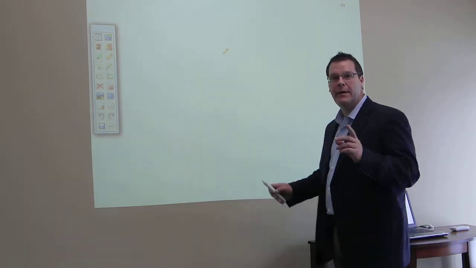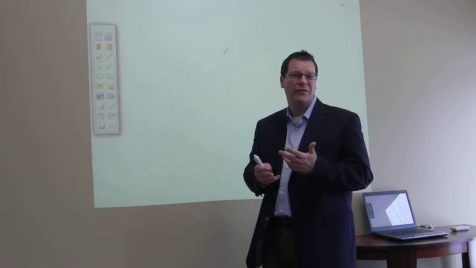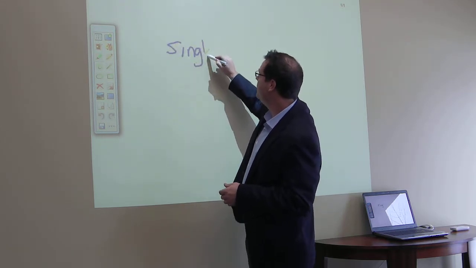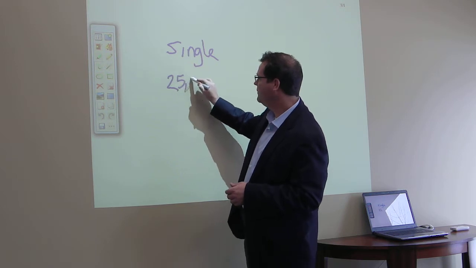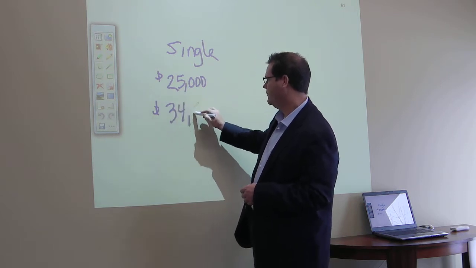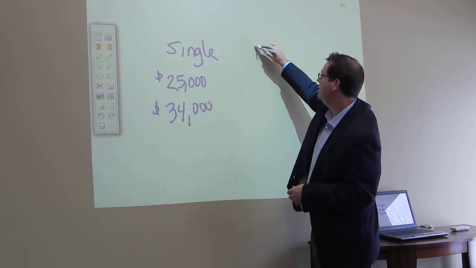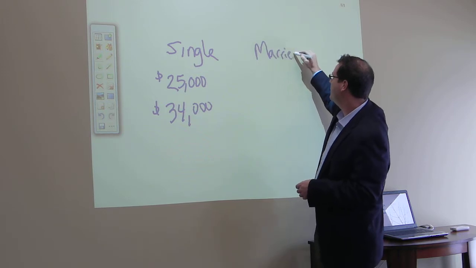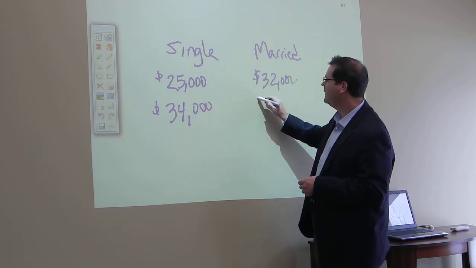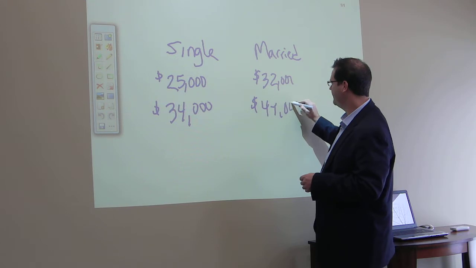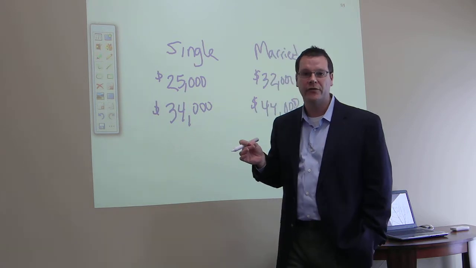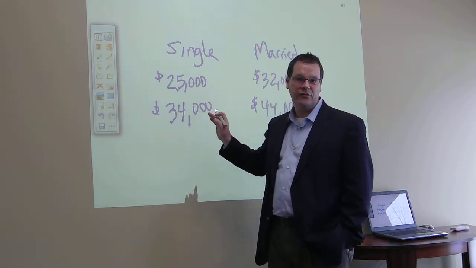Now, the thing you have to remember is that there are two different sets of numbers, two different equations. If you are single, the numbers are 25,000 and 34,000. Now, if you're married, those numbers are a little different. The numbers you want to know about are, the first one is 32,000 and the next is 44,000. The reason those numbers are important is because those are the numbers that identify to what degree you pay tax on your Social Security.